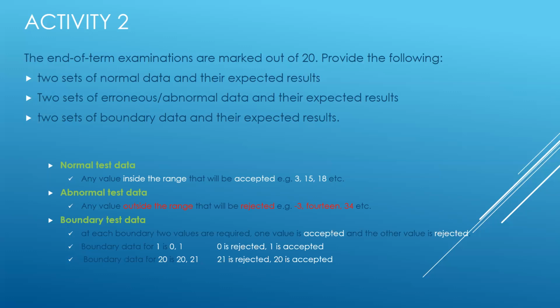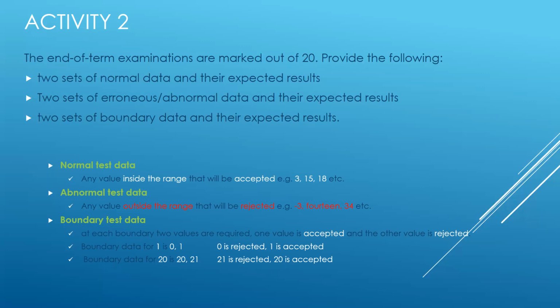In the first category, 0 will be rejected and 1 will be accepted. In the second set, 21 will be rejected and 20 will be accepted. So the ones who have done boundary test data, great, you have understood it well. And that is the real trick that you need to understand and remember.